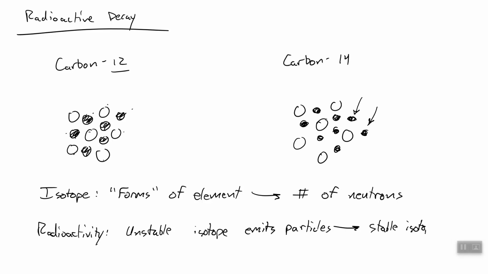So carbon-14 does indeed decay. It has a half-life of several thousand years, I think. And after those years, after it has emitted, in essence, 2 neutrons, it becomes carbon-12, and it's all good. What kind of particles are we emitting? There's 3 kinds. You've probably heard of them.